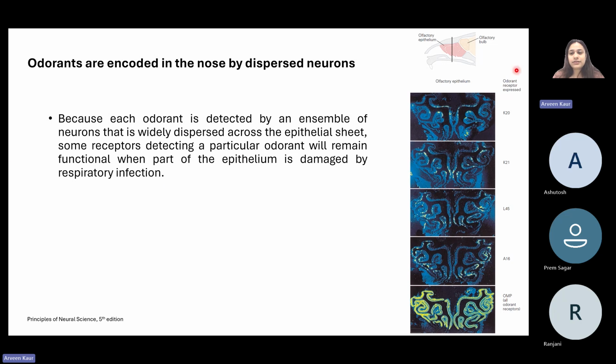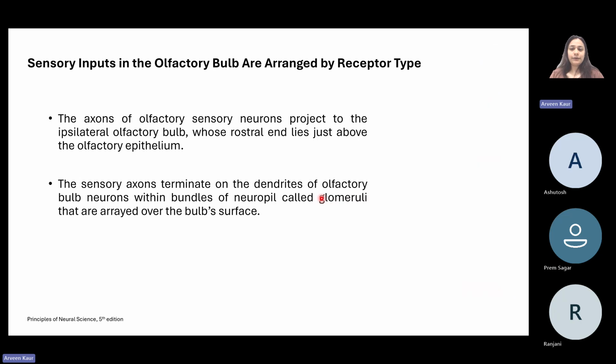So this is an example. If the odorant receptor expresses K20, you can see that it is present on both sides, right? If it is K21, again on both sides, in various places it is present. L45, these, right? OMP is a protein that actually marks all olfactory sensory neurons, and it shows that there are odorant receptors present on both sides throughout this olfactory epithelium, right?